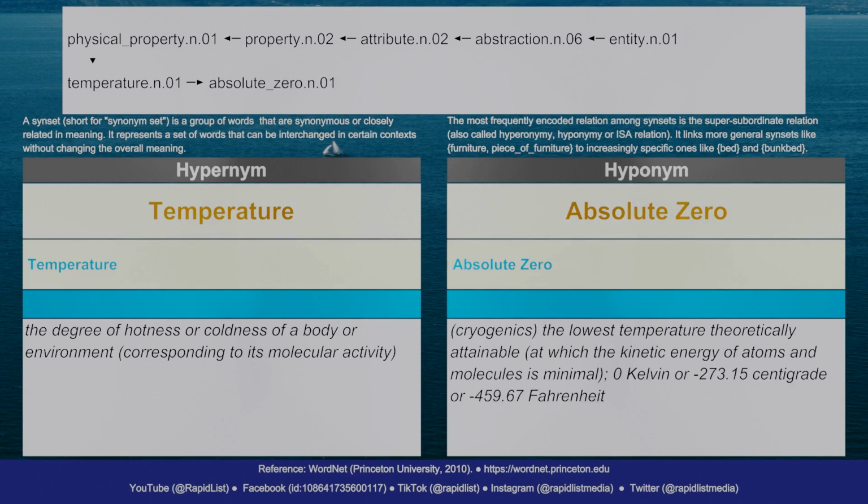Absolute zero. Cryogenics, the lowest temperature theoretically attainable, at which the kinetic energy of atoms and molecules is minimal, 0 Kelvin or minus 273.15 centigrade or minus 459.67 Fahrenheit.